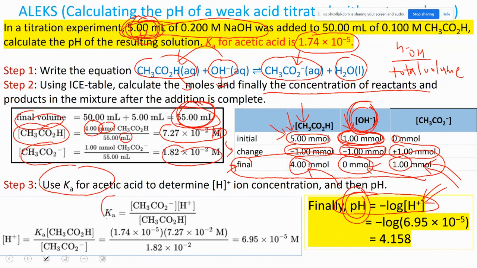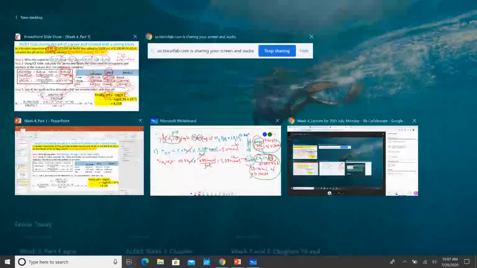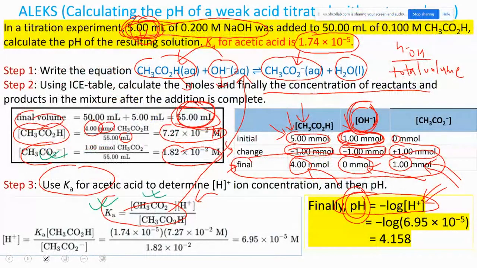Then my setup for the Ka based on this equation right here is going to look like this. Now I know my Ka value, check. I know my concentration of CH3CO2 minus, check. And the concentration of CH3CO2H, check. The only unknown in this equation is my concentration of hydronium ion. So now I can do my math and solve for H plus, and this is the concentration of hydronium ion H plus that I'm going to get.